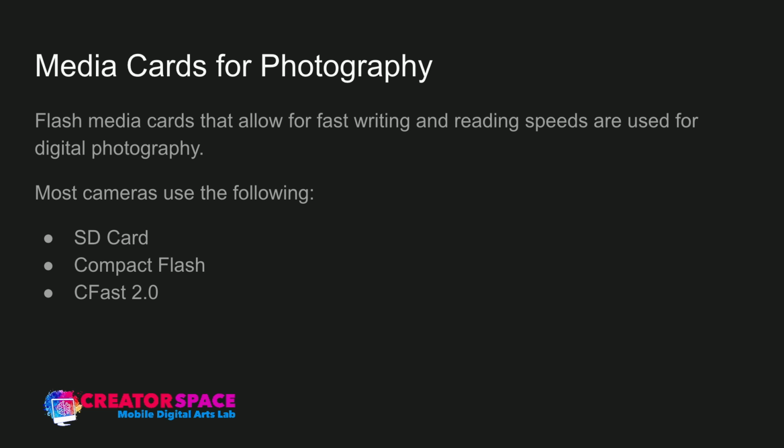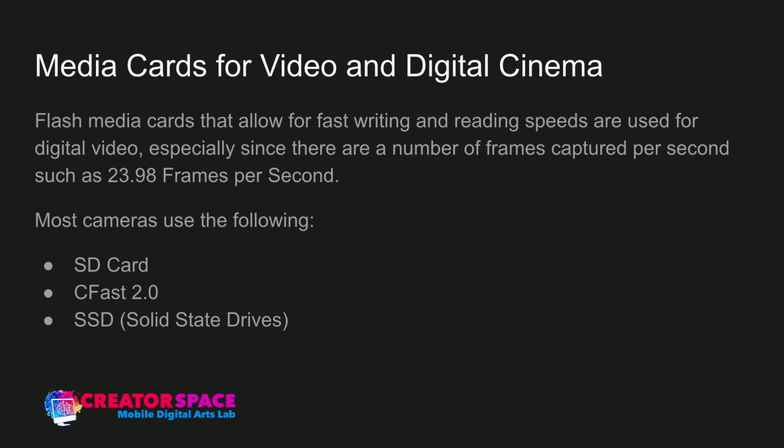So again, we have these 3 cards: the SD card, compact flash, CFAST 2.0. Those are the main cards that you'll see involved in using photography. So those are the media cards for photography. Okay, so let's move on into media cards for video and digital cinema.